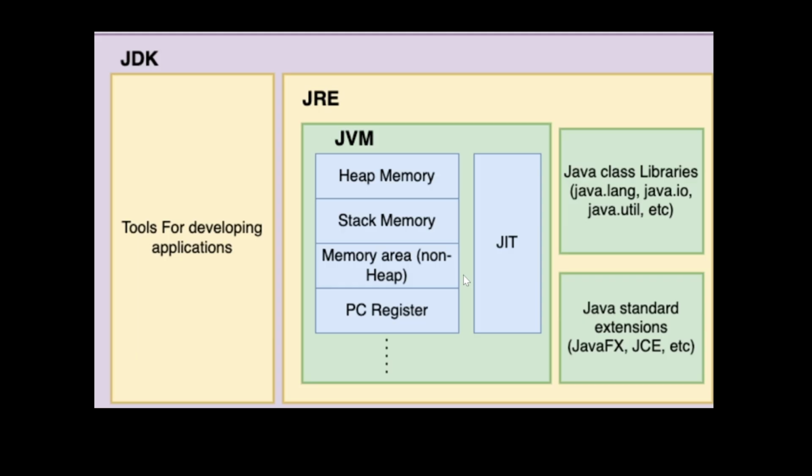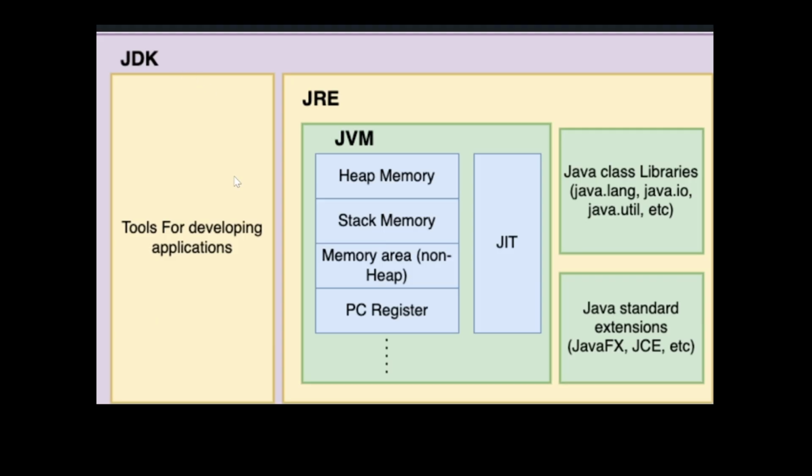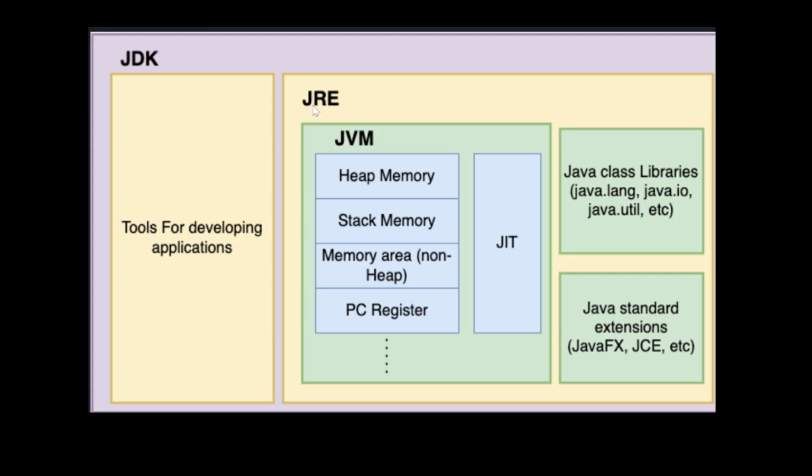So the first one is the JDK. It is the full package needed for Java development. It includes the JRE and also the tools needed to write and compile Java code. Then there is the JRE, the Java Runtime Environment. This allows your compiled Java program to actually run.